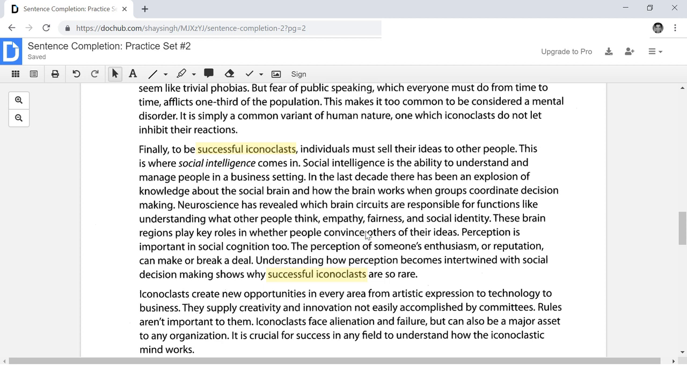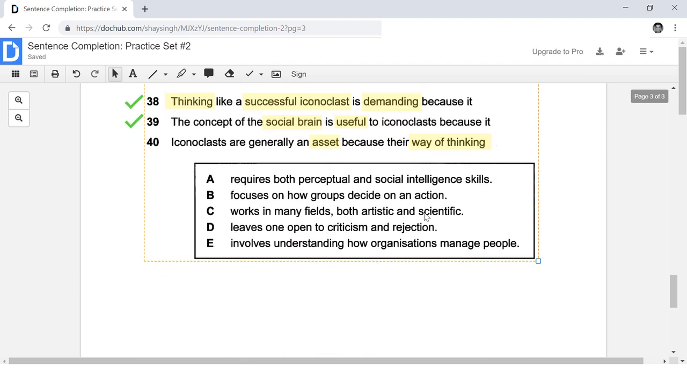So we want to find out the reason why being a successful iconoclast is demanding. So let's start reading from here. Let's read this sentence and let's see where that goes. Finally, to be successful iconoclasts, individuals must sell their ideas to other people. Okay, so it tells us what we need to be a successful iconoclast, but it doesn't tell us why this is so demanding. Maybe it is demanding because these individuals must sell their ideas to other people. Maybe it's that.